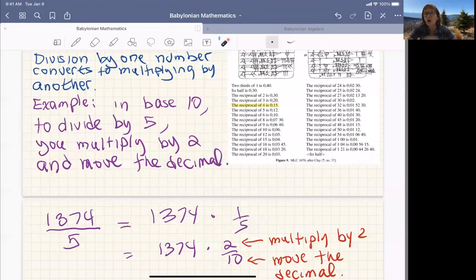So basically, according to the Babylonians, therefore, the reciprocal of 5 would be 2. If they were working in base 10, they would say the reciprocal of 5 is 2, because in order to divide by 5, you have to multiply by 2 and move the decimal. So that's exactly what they're doing, except that now the denominator isn't 10, it's 60.